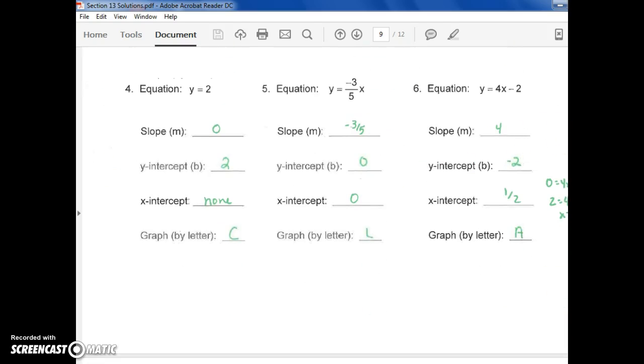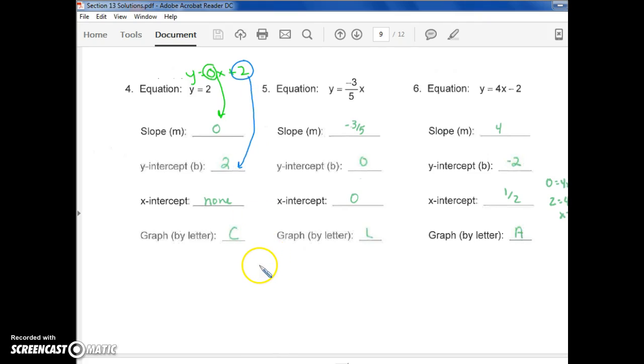We have equation number 4, which is kind of a tricky one as well. So in this case, I don't have any x's. I'm going to rewrite this as y equals 0x plus 2. And here, hopefully, it becomes apparent that the number in front of x is 0. So that's my slope. And here, I've got my y-intercept.